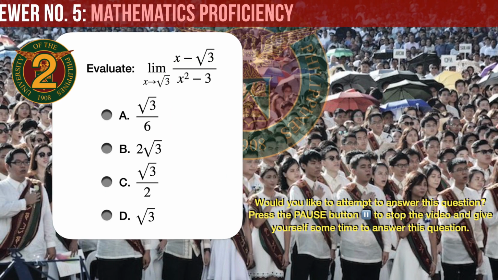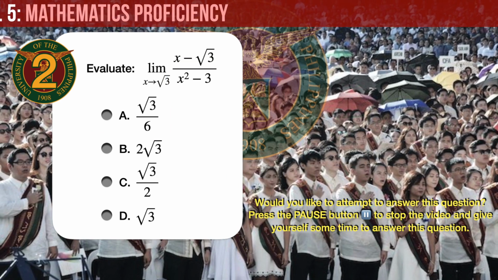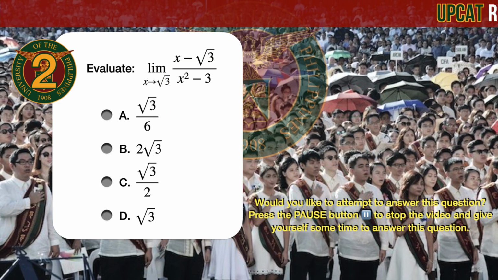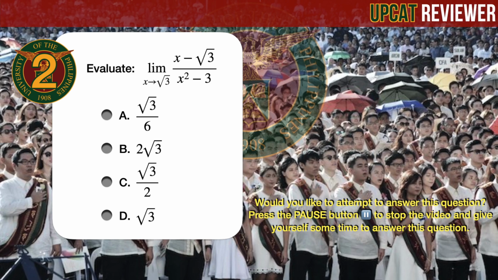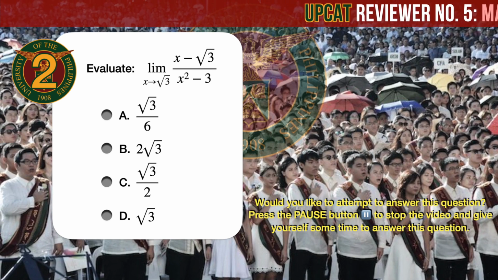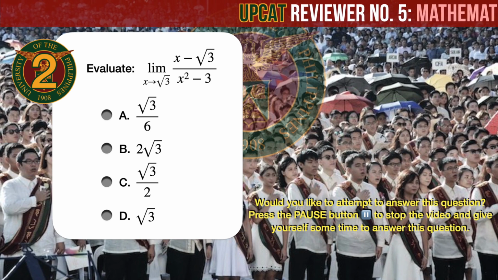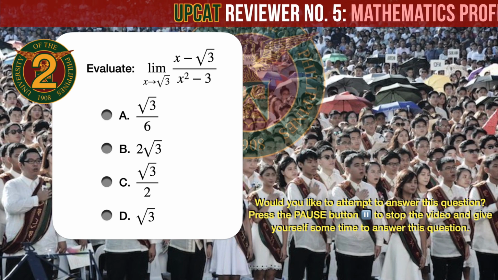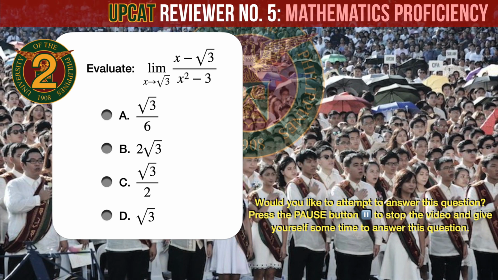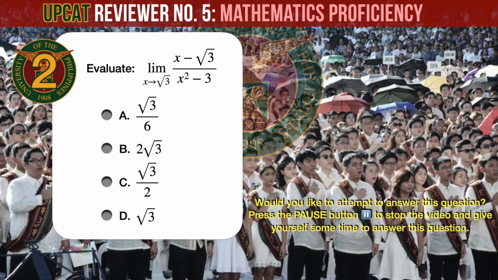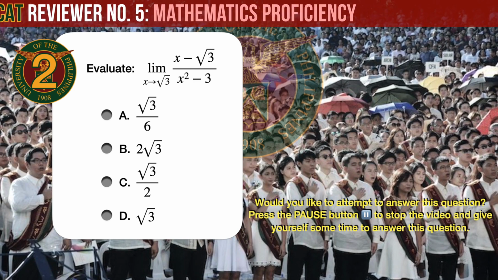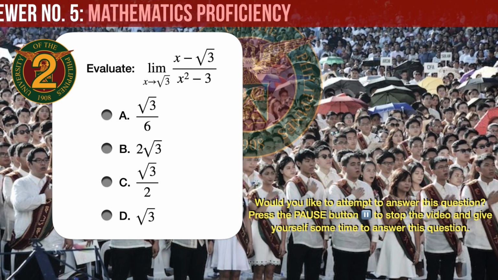Question number 2. Evaluate the limit as x approaches the square root of 3 of the quantity x minus the square root of 3 over the quantity x squared minus 3. A. The square root of 3 over 6. B. 2 times the square root of 3. C. The square root of 3 over 2. D. The square root of 3.